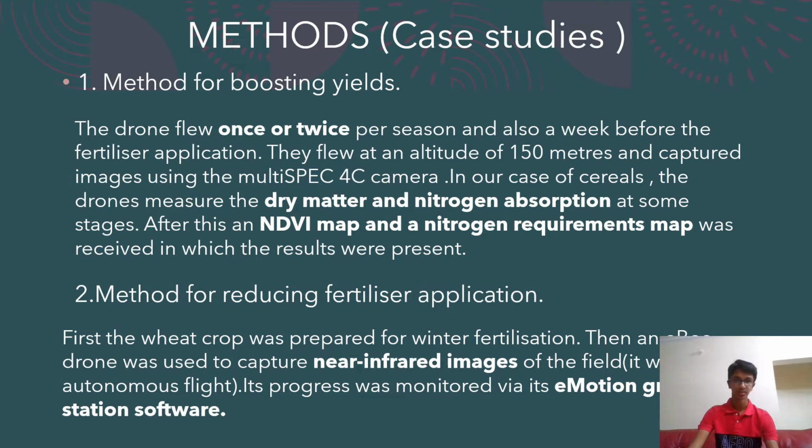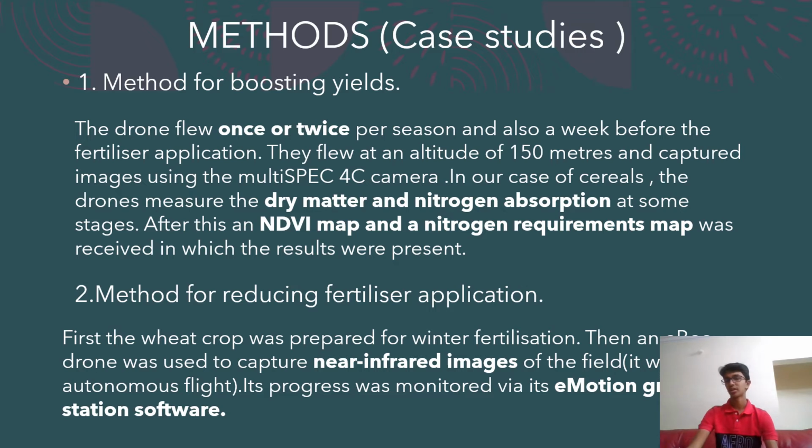So the methods for these case studies are: Method 1. The drone flew once or twice per season and also a week before the fertilizer application. They flew at an altitude of 150 meters and captured images using the multi-spec 4C camera. In the case of cereals, the drone measured the dry matter and nitrogen absorption at some stages. After this, an NDVI map was produced in which the results were present.